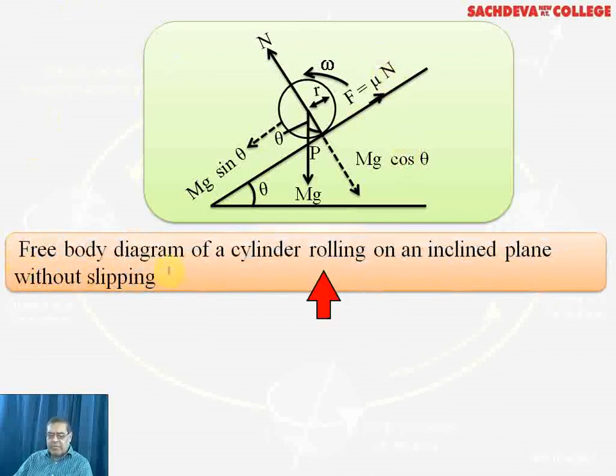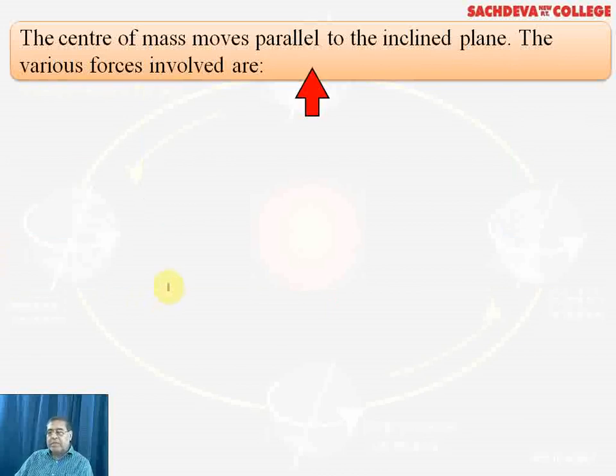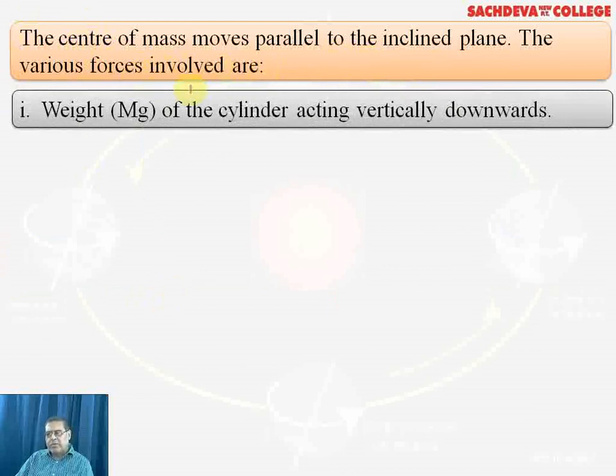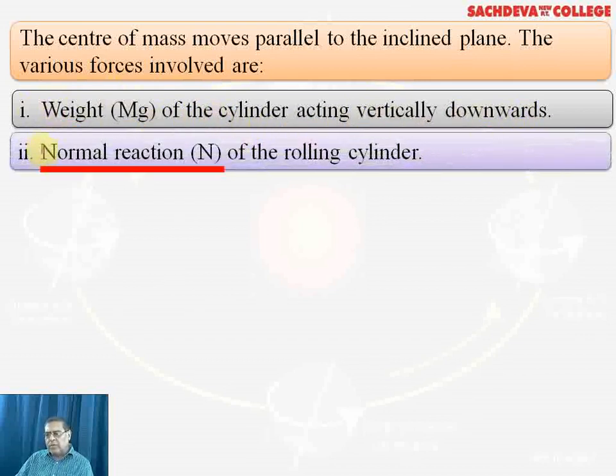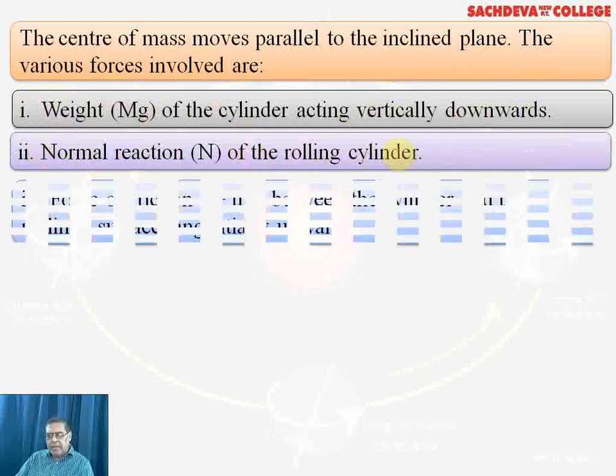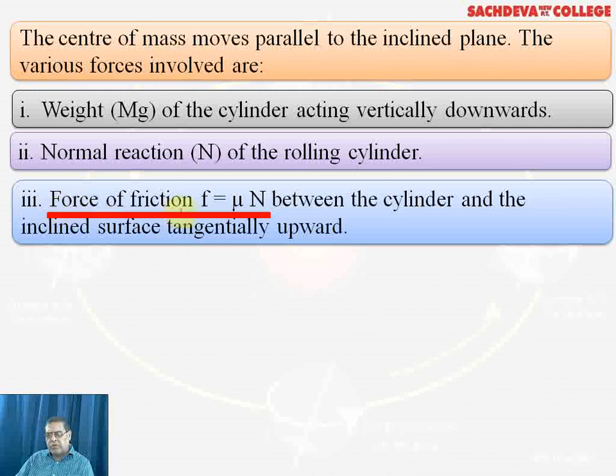Free body diagram of a cylinder rolling on an inclined plane without slipping. That is, force of friction avoids the slipping. The center of mass moves parallel to the inclined plane. The various forces involved are, so now many forces are acting. Number one, weight mg of the cylinder acting vertically down. Then comes the normal reaction, which is perpendicular to the plane on which the body is rolling. And the third one is the force of friction, that is F is equal to mu N.